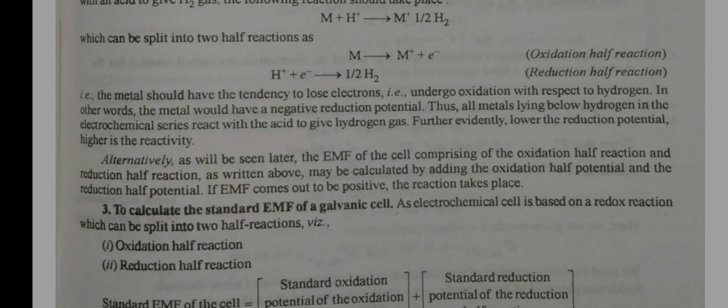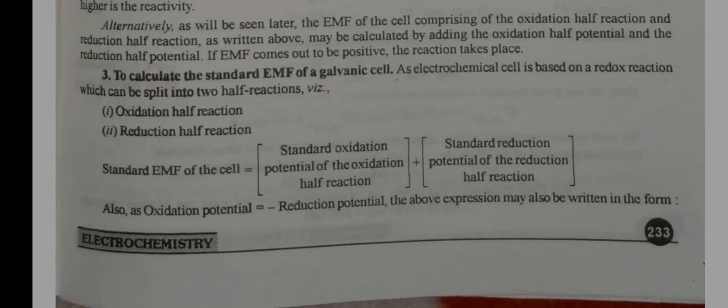Third, to calculate the standard EMF of a galvanic cell. An electrochemical cell is based on a redox reaction, which can be split into two half reactions: first the oxidation half reaction, second the reduction half reaction. Standard EMF of the cell is equal to standard oxidation potential of the oxidation half reaction plus standard reduction potential of the reduction half reaction. Also, oxidation potential is equal to negative of reduction potential.